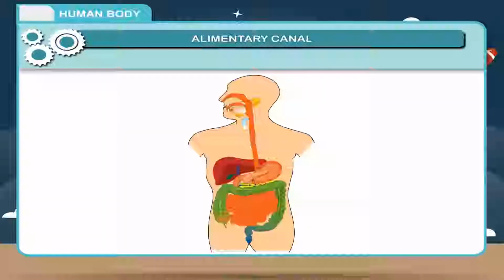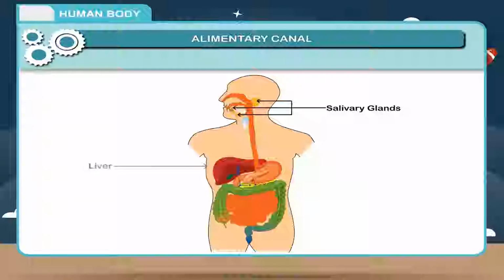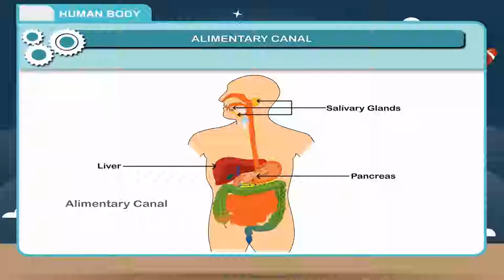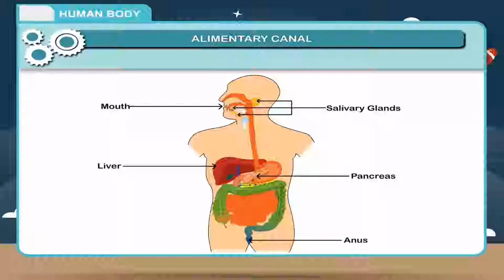Alimentary canal. It is a long tube-like structure which is the main part of the digestive system. Most of the digestive organs are part of the alimentary canal. However, accessory digestive organs like salivary glands, liver, and the pancreas are located outside the alimentary canal. These accessory organs contribute to the chemical phase of digestion by releasing digestive juices. The alimentary canal begins at the mouth and extends to the anus with an average length of about 9 meters.